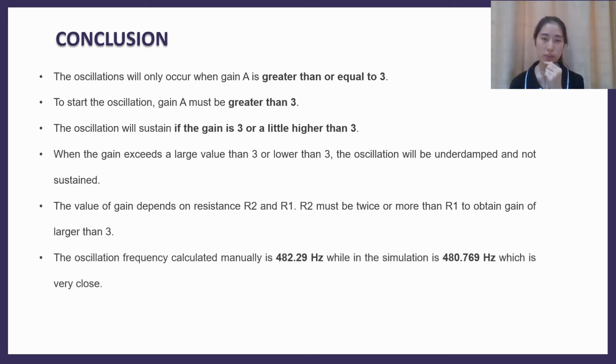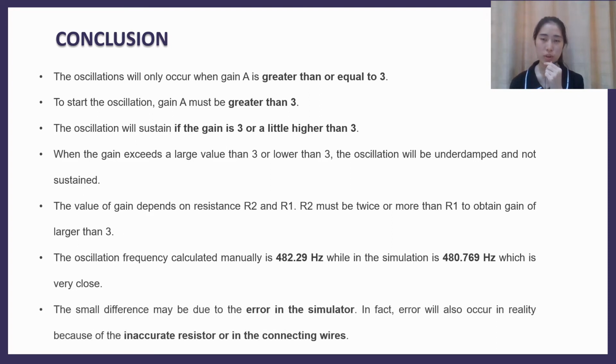The oscillation's frequency calculated manually is 482.29 Hz, while in the simulation it is 480.769 Hz, which is very close. The small difference may be due to error in the simulator. In fact, error will also occur in reality because of inaccurate resistors or the connecting wires.